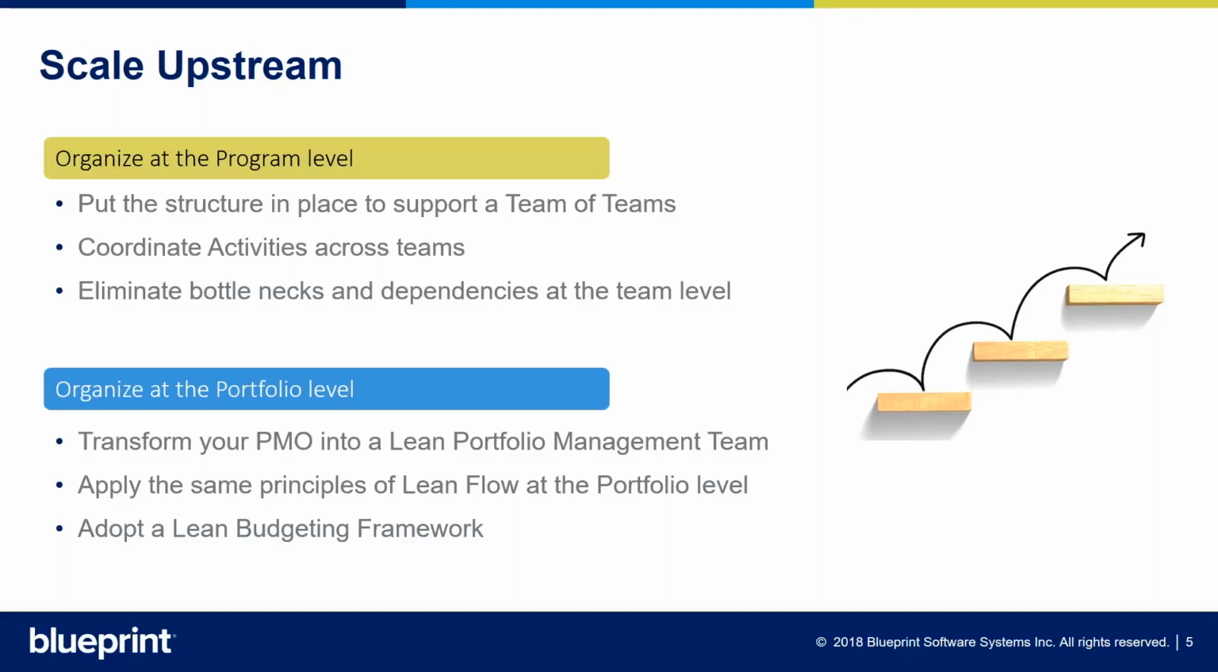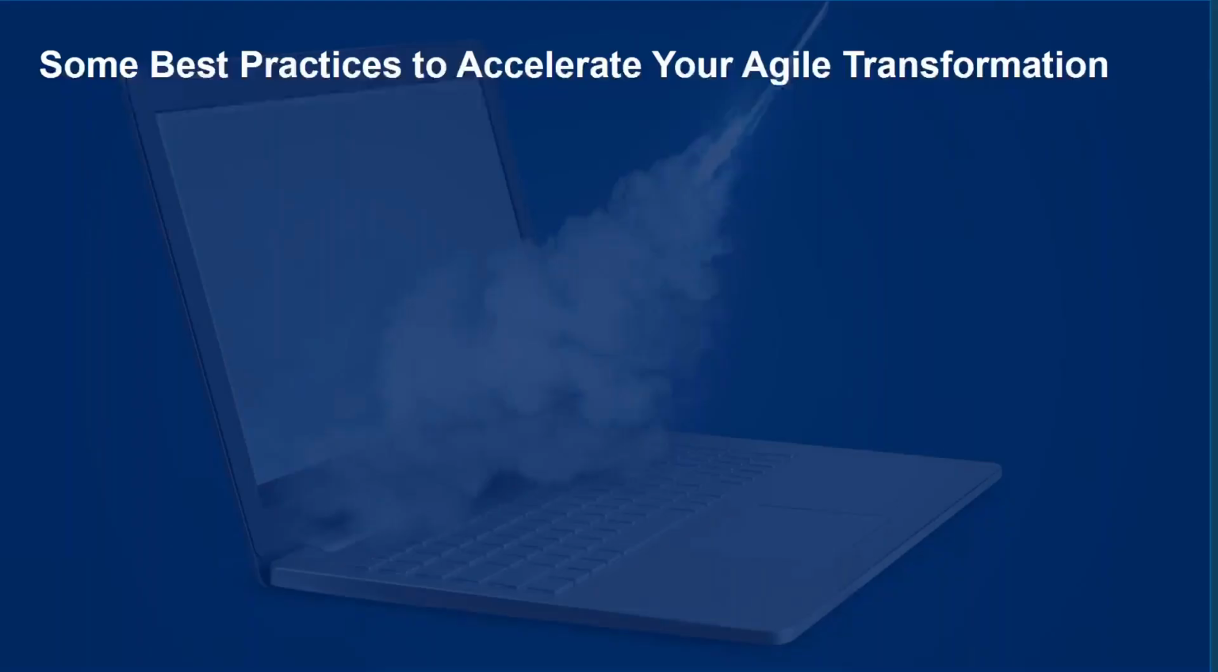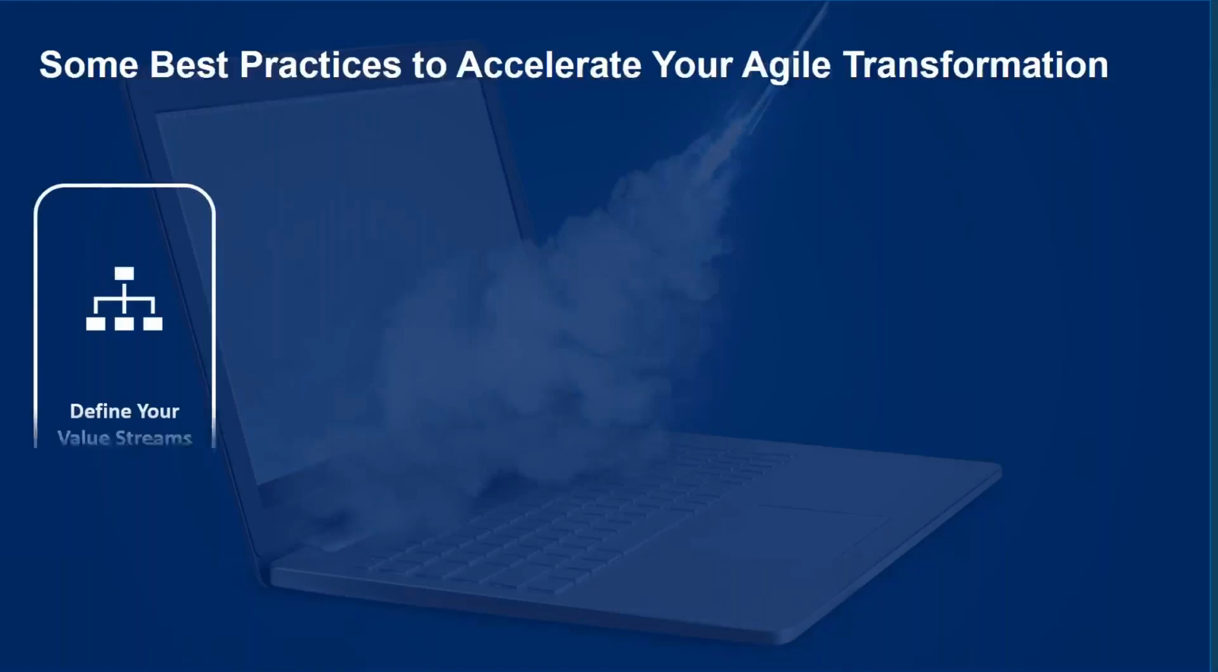Great. Let's talk about maybe some of the best practices to help accelerate your Agile transition. The first one, I think we've discussed quite a bit, and I think hopefully everybody understands how strongly we feel about this blueprint. The first step is really to define your value streams. This is the best way to make sure your IT teams are aligned to your organizational goals.